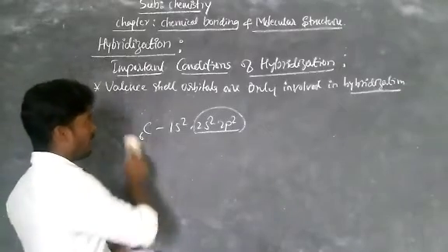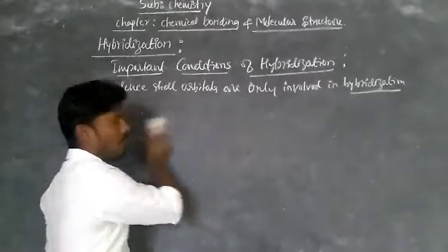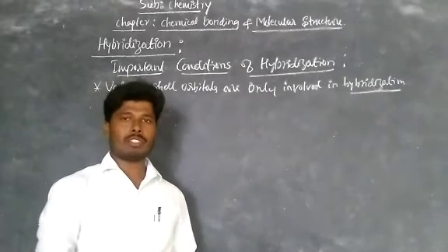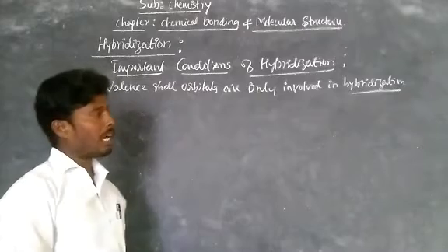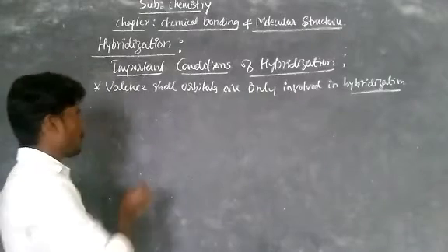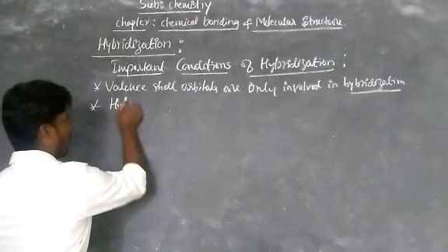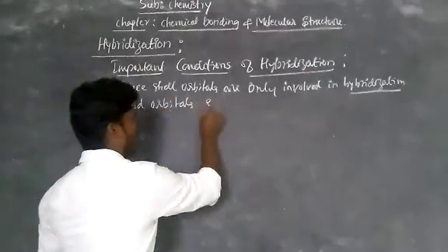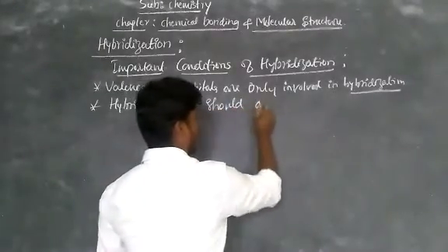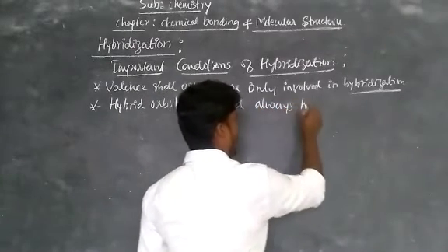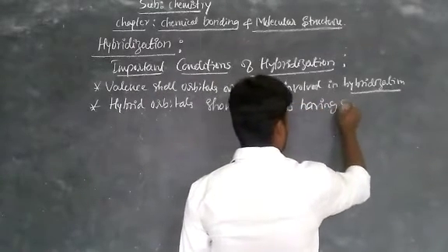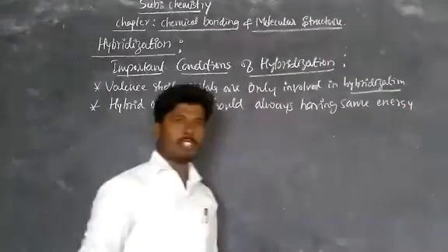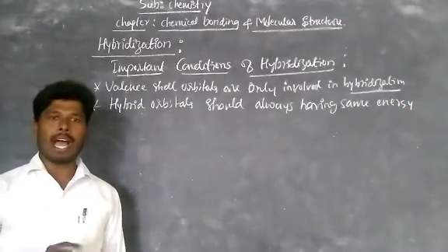Then the second one: hybrid orbitals should always have the same or similar energy. Such types of orbitals will be involved in the hybridization.